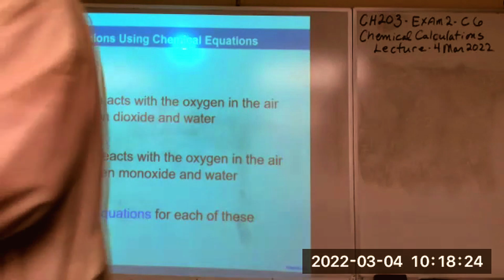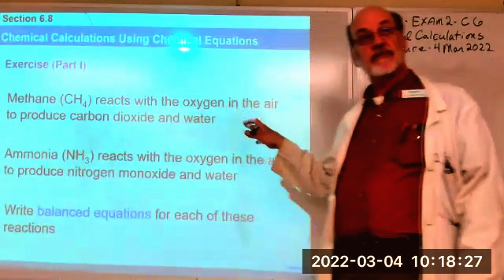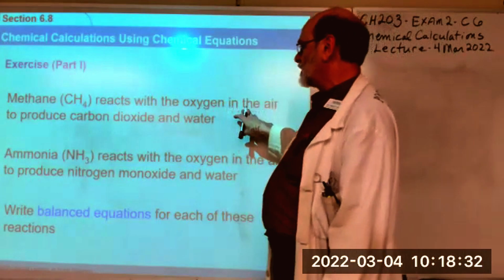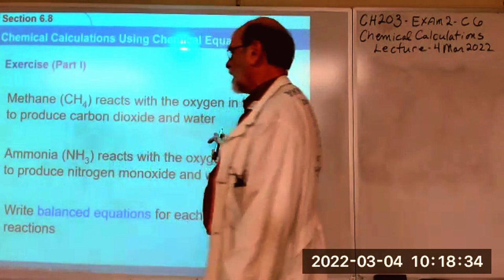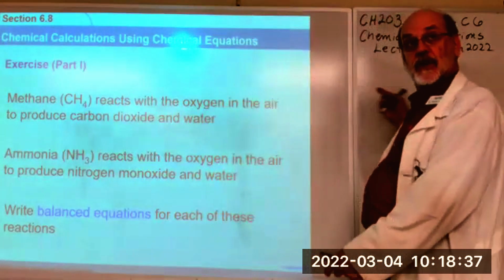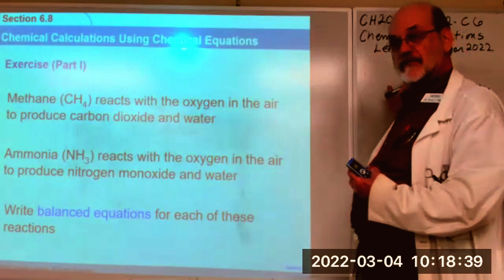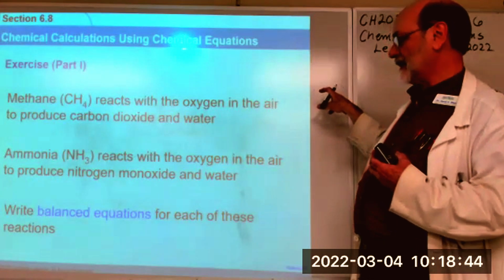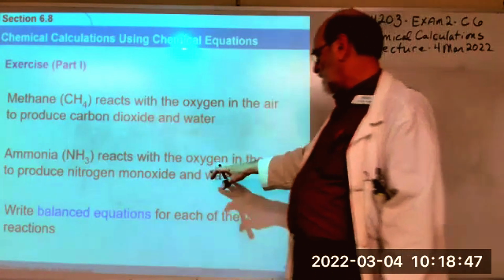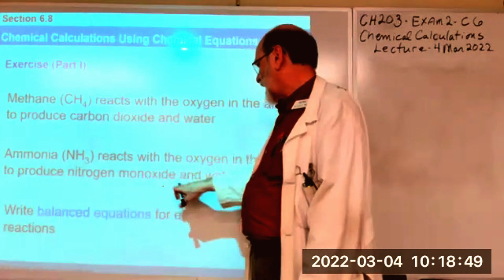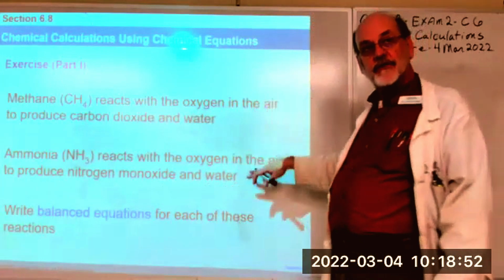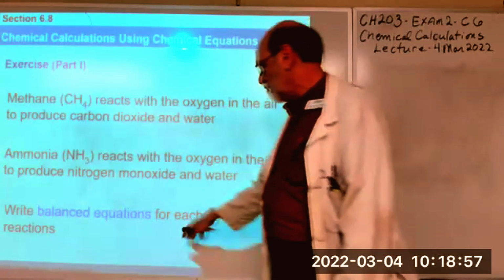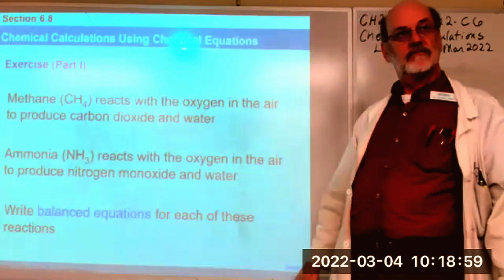All right, it's a complex problem. We break it into simples. All right, what's the question? Methane reacts with oxygen in air to produce carbon dioxide and water. So we write that similar reaction to the ethane. Ammonia reacts in oxygen to produce nitrogen monoxide and water. So we got 2 different reactions, but we're going to relate them. First, we're going to balance the equations for each of these.